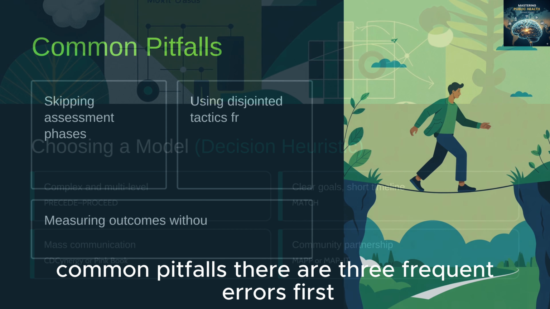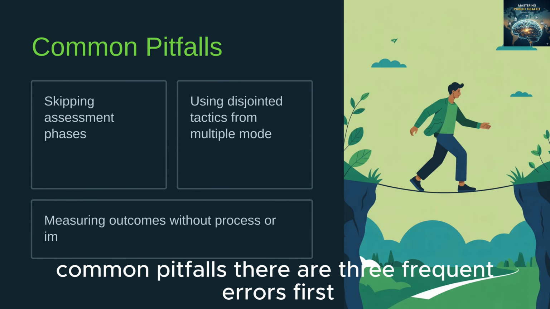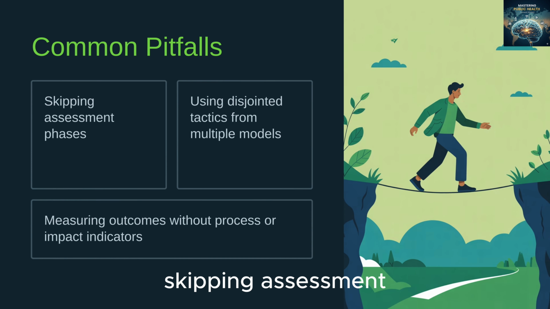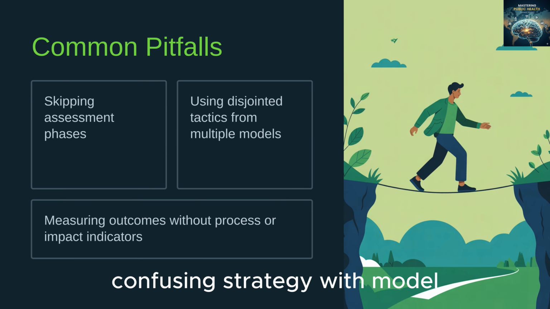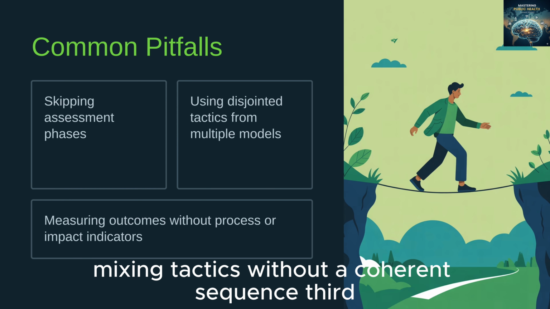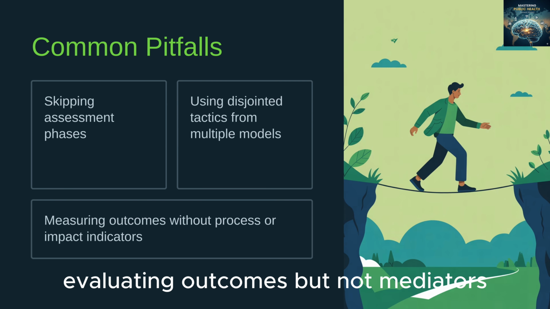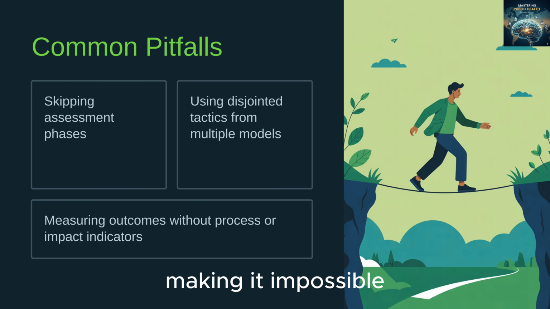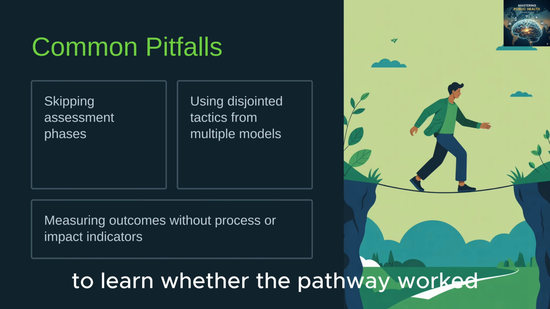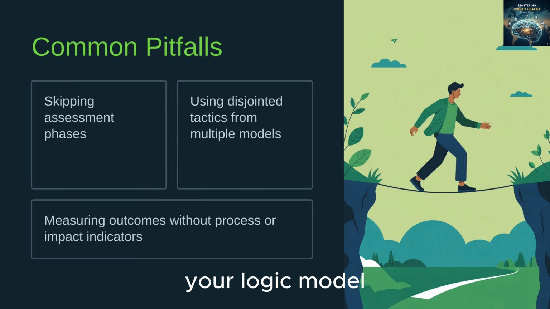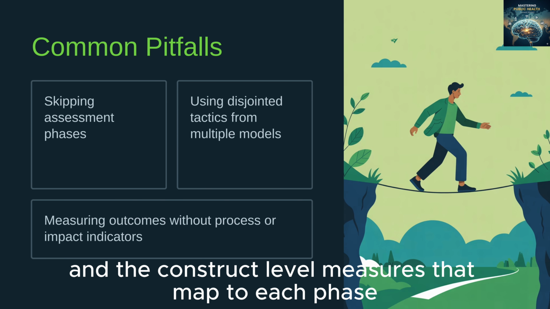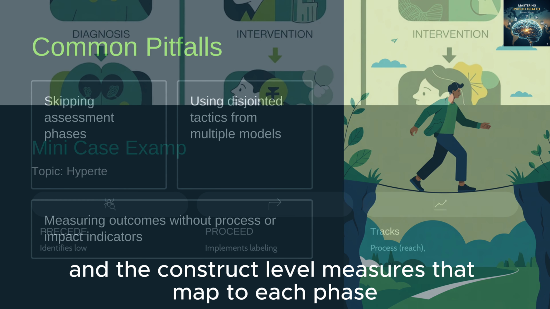Section 8, Common Pitfalls. There are 3 frequent errors. First, skipping assessment and forcing a predetermined curriculum. Second, confusing strategy with model, mixing tactics without a coherent sequence. Third, evaluating outcomes but not mediators, making it impossible to learn whether the pathway worked. Avoid these by documenting your model choice, your logic model, and the construct-level measures that map to each phase.